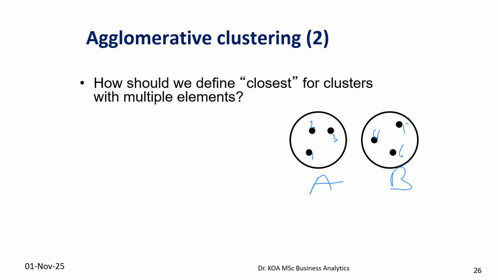How about if I were to look for the farthest distance? That is what we call complete link clustering. 1 and 5. I want to hear from Judge Asante. Judge Asante, what would you say? Is it 1 and 6 or 1 and 5?